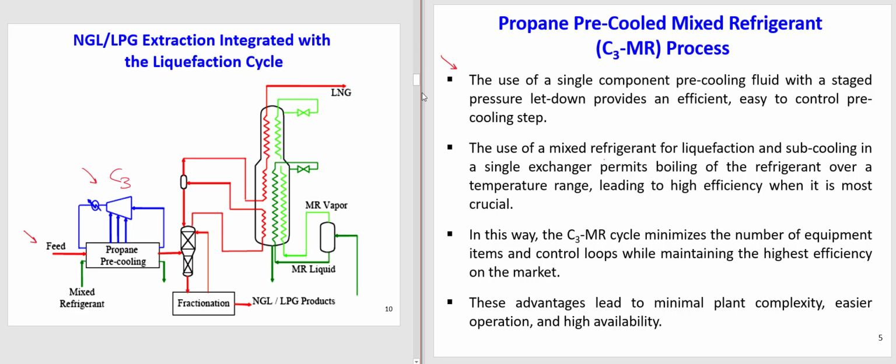So in this way, the propane mixed refrigeration cycle minimizes the number of equipment and control loops. When we use such a configuration, where we mix a single refrigerant with a mixed refrigerant in one single pre-cooling stage, and then in the main cryogenic heat exchanger, we can minimize the number of equipment that we need. We just have one piece of equipment where they are all in contact with each other. Minimizing the number of equipment means less operating costs, less maintenance costs, and in general, higher efficiency.